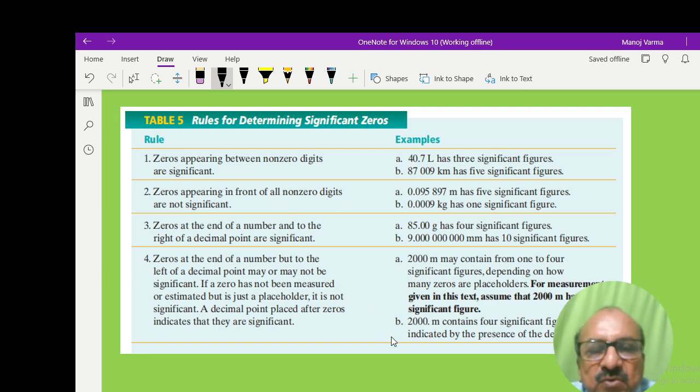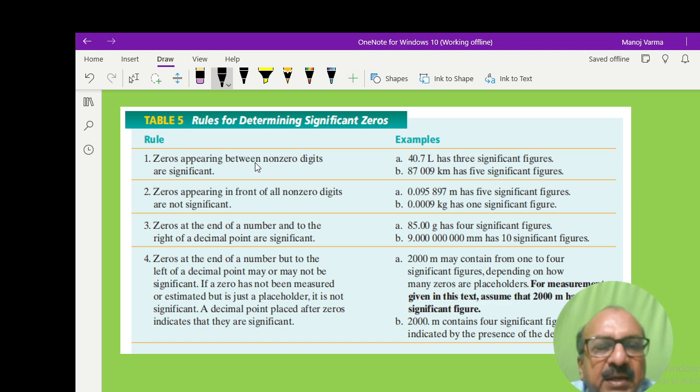There are certain rules which are given in your textbook or in your notes, and you can refer to that. I'm giving you the example. The zeros appearing between non-zero digits are significant. Now see, in this example, 40.7. This 0 is appearing in between 4 and 7, which are the non-zero digits.